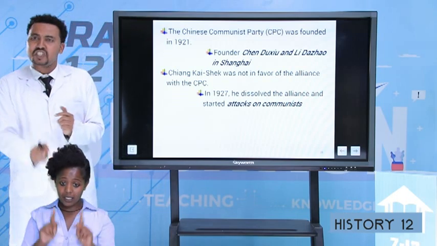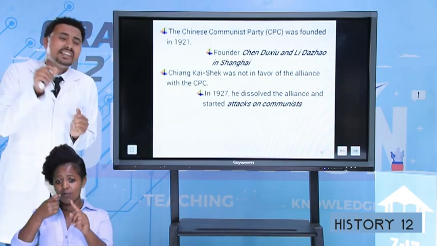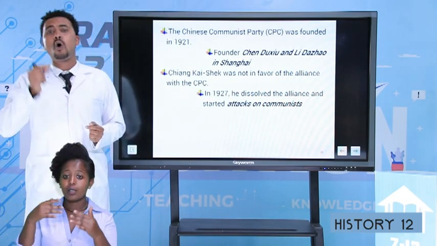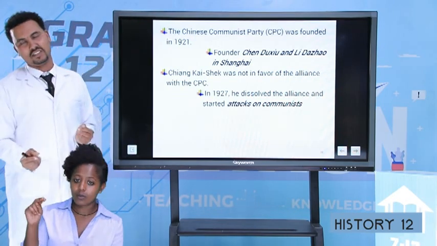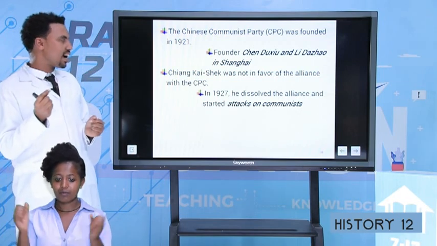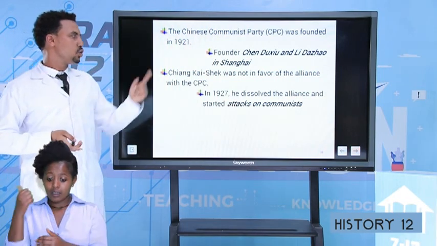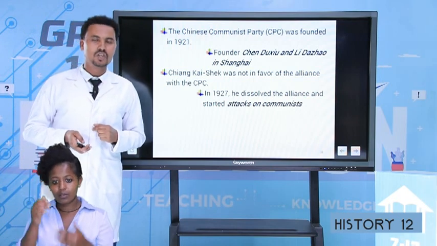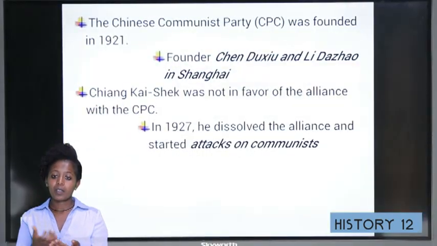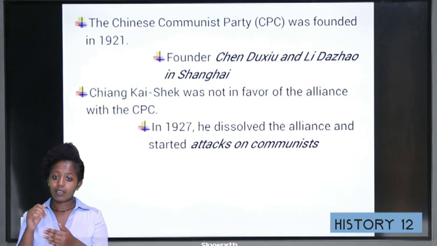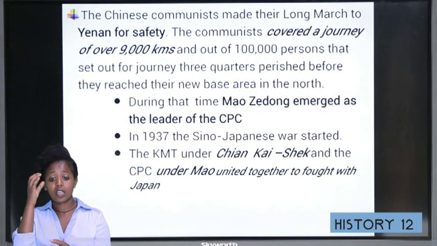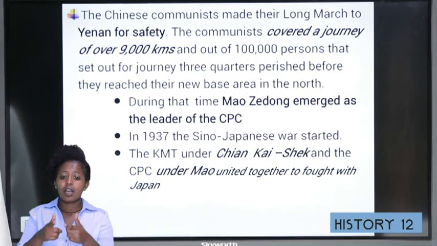As a result of this, starting from 1927, war started between the Kuomintang and the communists. The Kuomintang was led by Chiang Kai-shek. On the other side, Chen Duxiu was the ruler of the communists. In 1927, Chiang dissolved the alliance and started attacks on the communists. Then the Chinese communists made a long march.